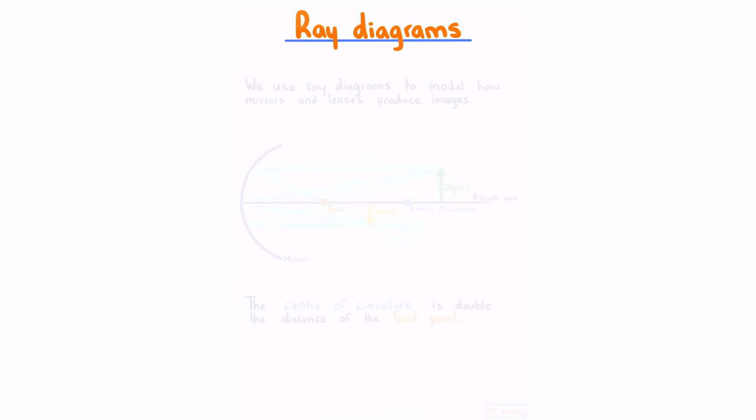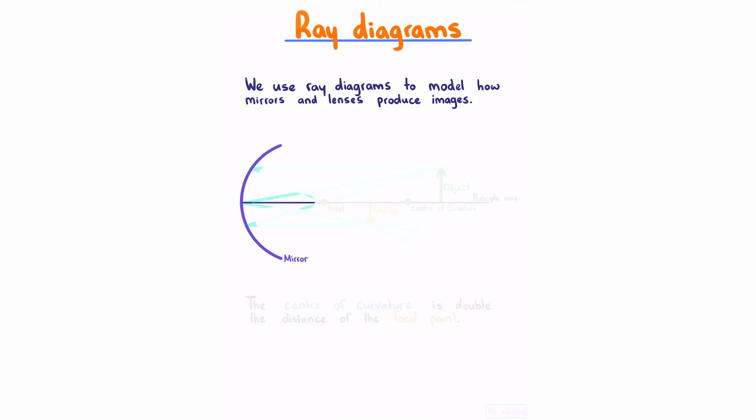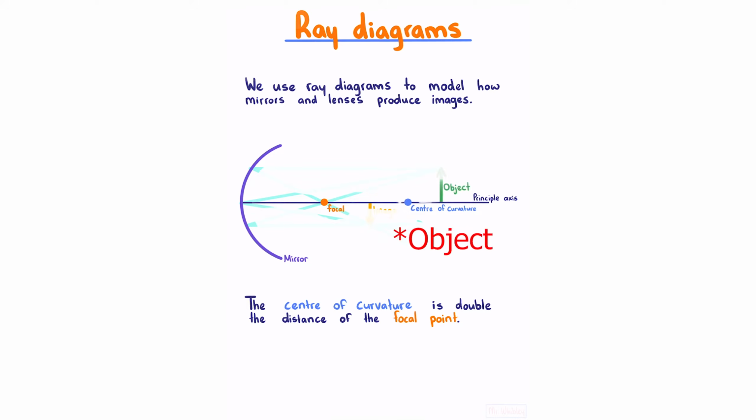Ray diagrams. We use ray diagrams to model how mirrors and lenses produce images. Consider a mirror, in this case concave. We have what we call a principal axis, along which is our focal point and our center of curvature, where the center of curvature is double the distance of the focal point. We have an image from our principal axis, and we can draw a number of rays to determine the location of our image.